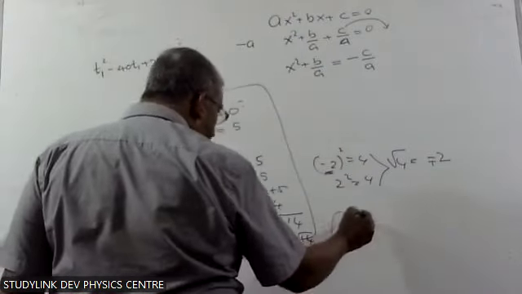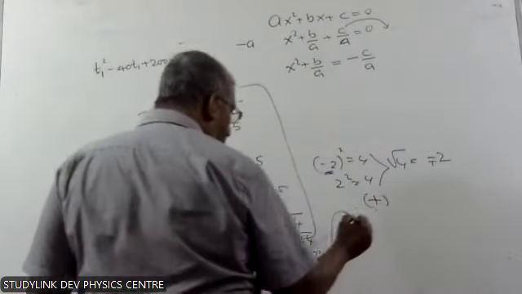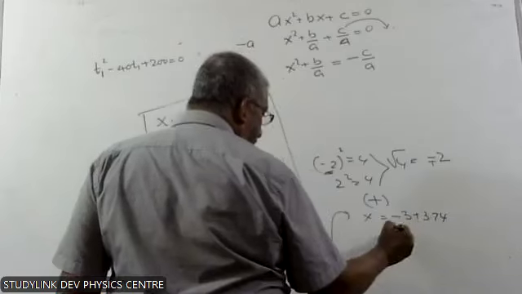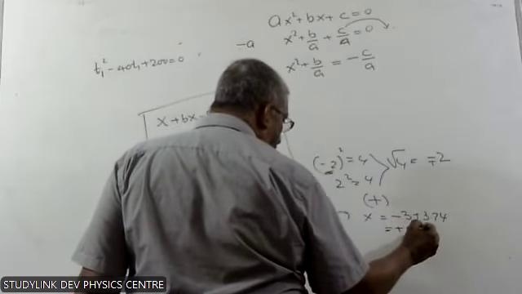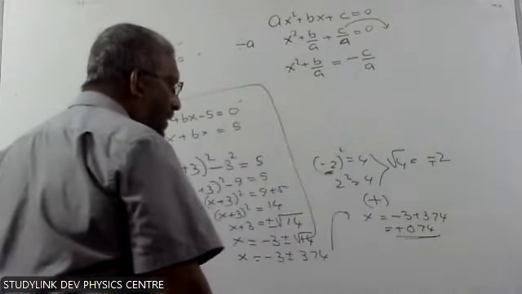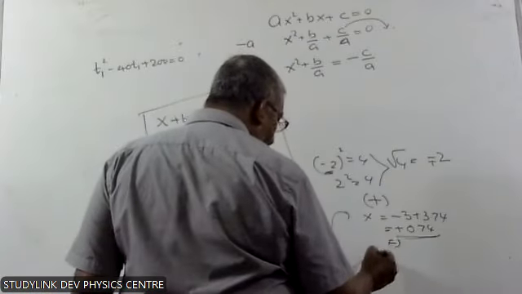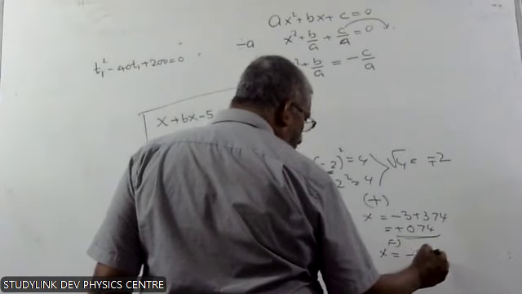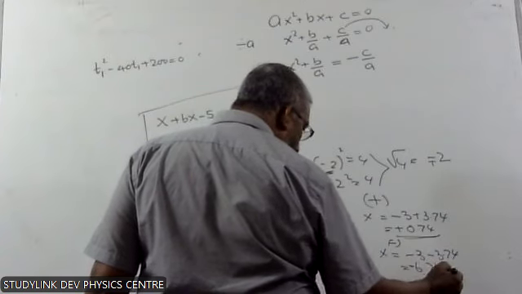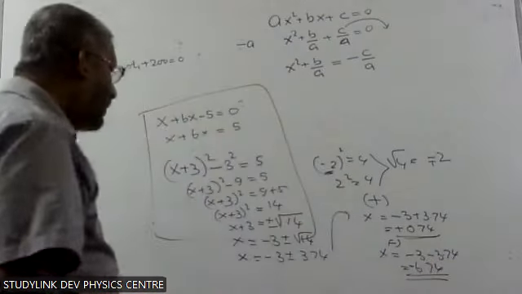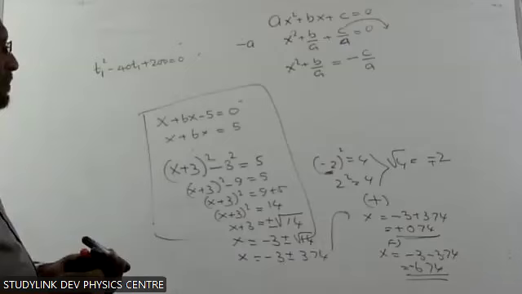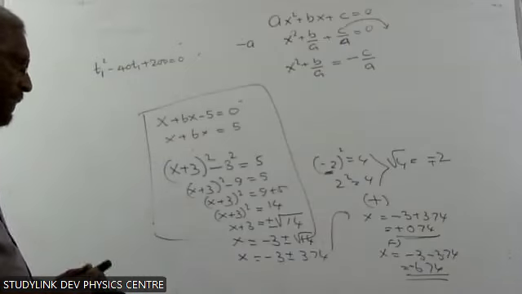Then using the plus sign, the answer is x is equal to minus 3 plus 3.74. Then the answer is plus 0.74, where this is 3.74 minus 3. When the negative sign is concerned, x is equal to minus 3 minus 3.74. Then the answer is negative 6.74. This is how you are doing that. This is called completion of squares. From there I can find the equation method also.